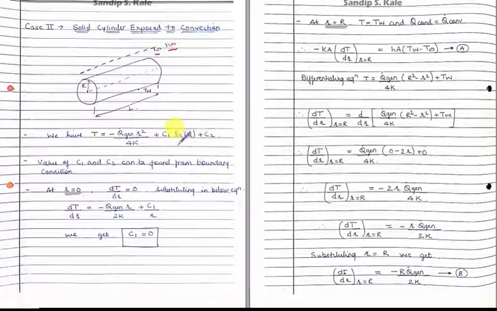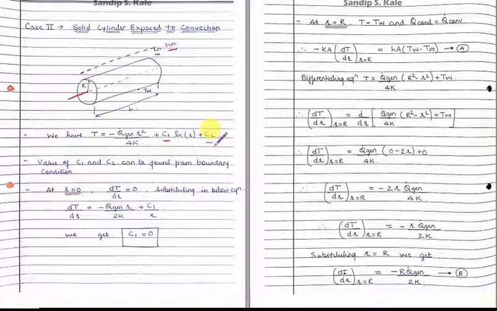So in the first case, how will you find C1? We will apply the first boundary condition, that is at r equal to 0, what is dT/dr? That is equal to 0. So if we substitute this in the below equation, you will get the value of C1 equal to 0. So our first task, to find the value of C1, is over. Now our next task is what? To find the value of C2.